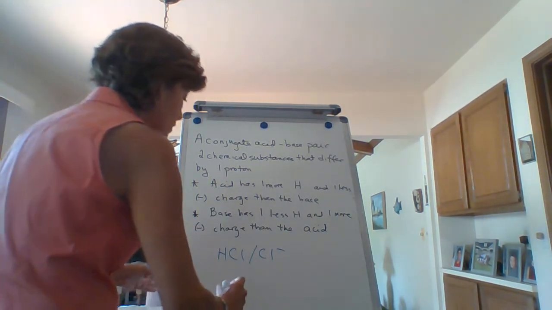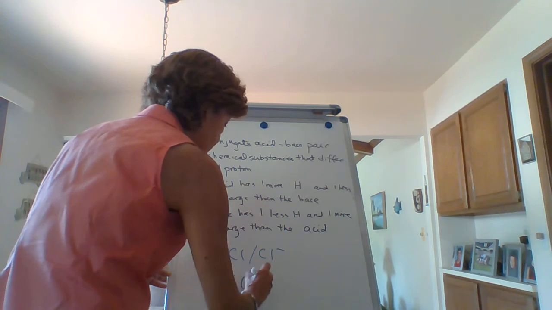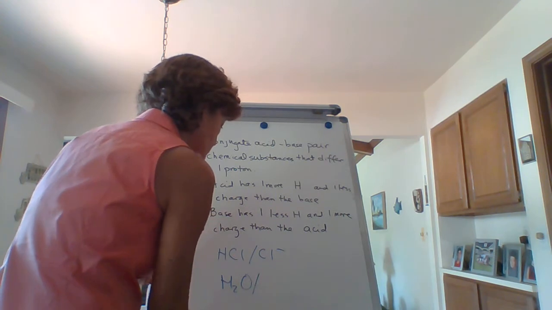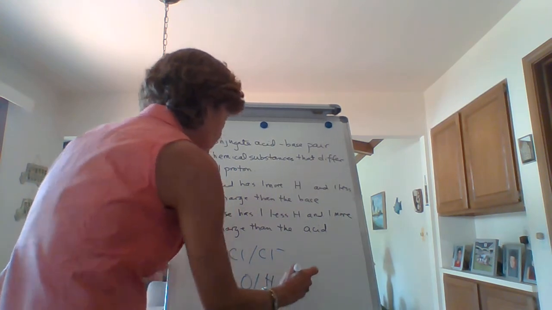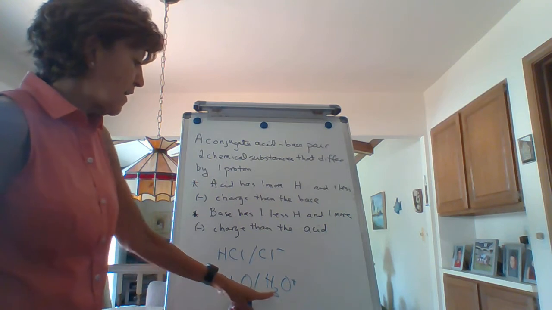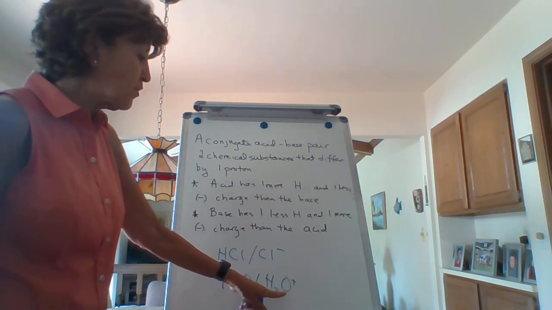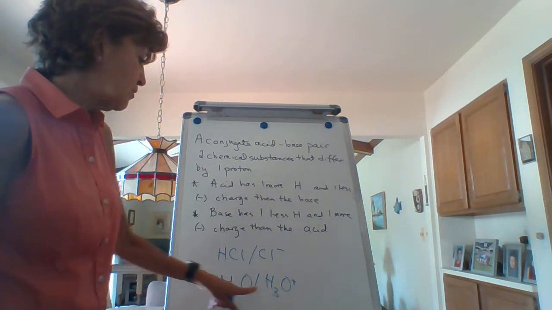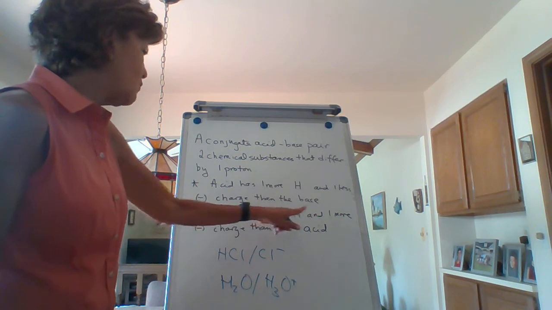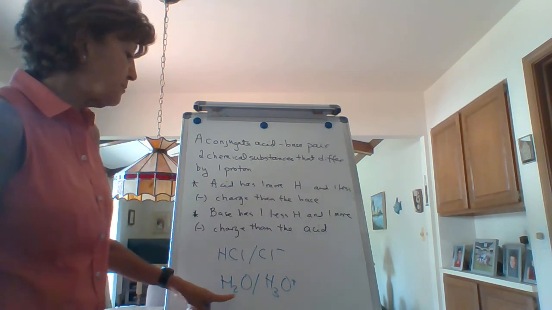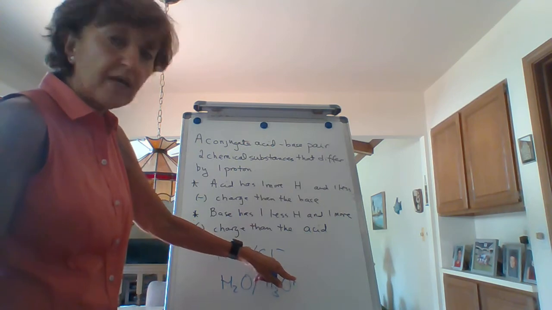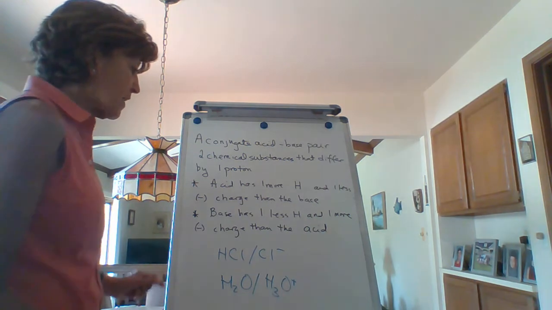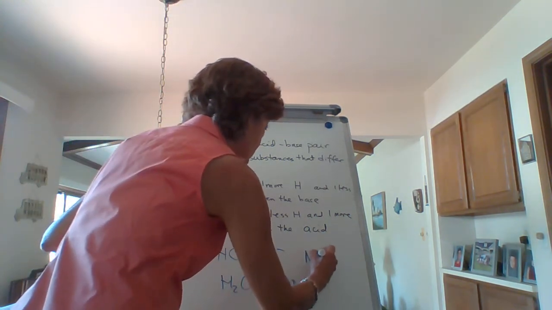So when we showed this scenario here, we said that water was the base and that the hydronium ion was the acid. So the base has one less hydrogen. Notice it has one less hydrogen and one more negative charge than the acid. So it has one more negative charge, so the extra negative canceled out the positive, and that's why this is neutral.